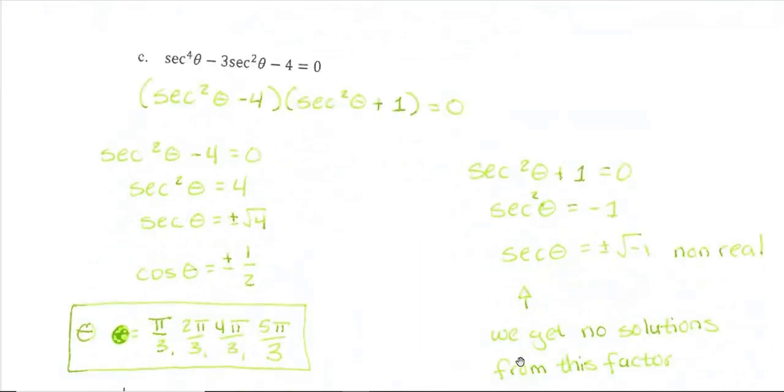Secant to the fourth of theta minus 3 times secant squared of theta minus 4 equals 0. Everything is already on one side of the equal sign, 0 is on the other. And so now we just need to factor and set the factors equal to 0.